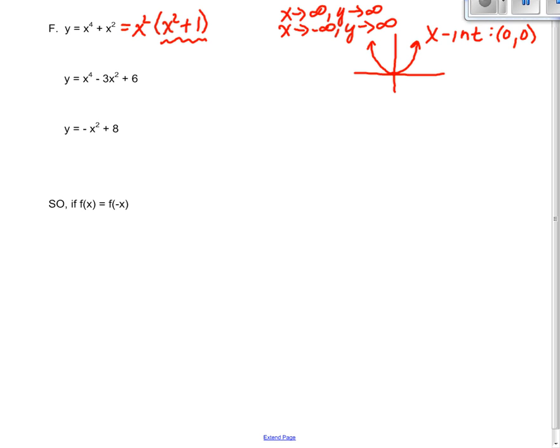The next one, y equals x to the 4th minus 3x squared plus 6, also has a nice even look to it. It will increase upwards as we go to the right and to the left. It has a y-intercept of 6, and that is what it looks like. Oops, should be even on the left and the right. Let's try that again.